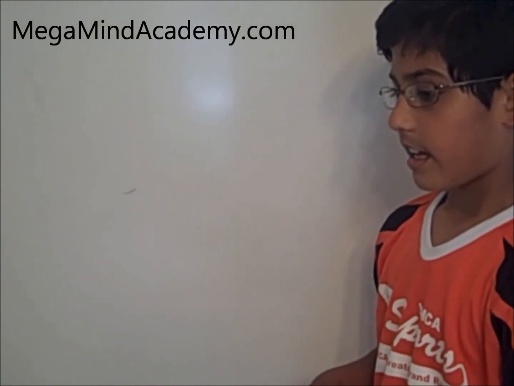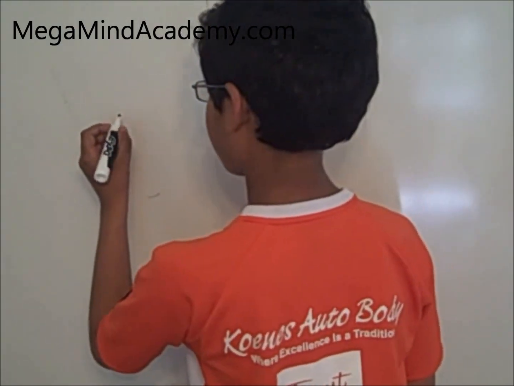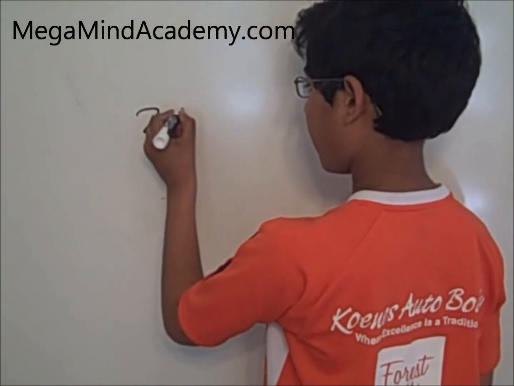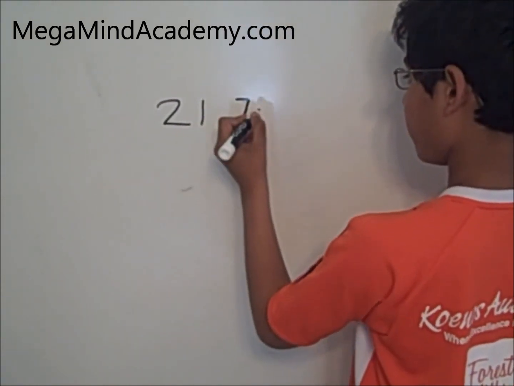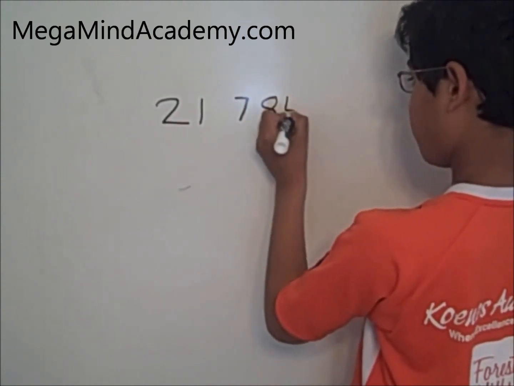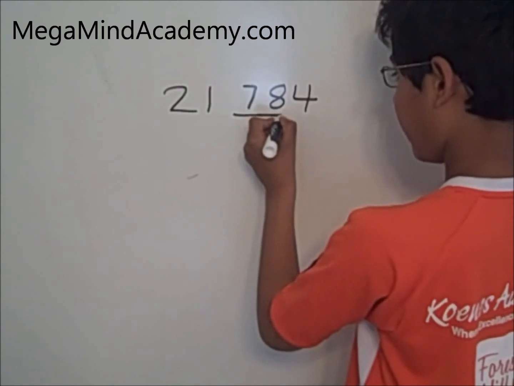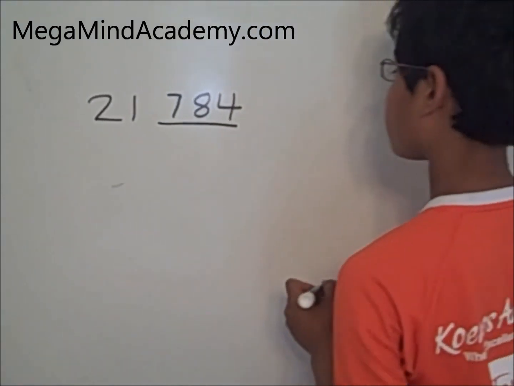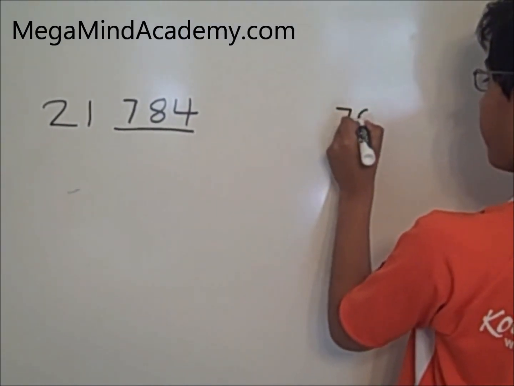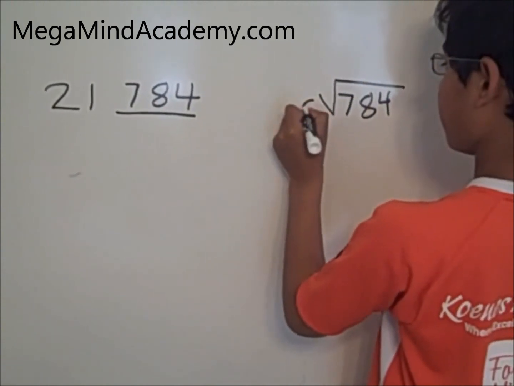Now, let's look at another example. 21,784. The last three digits are 7, 8, and 4. They make 784. Let's see if 784 is divisible by 8.